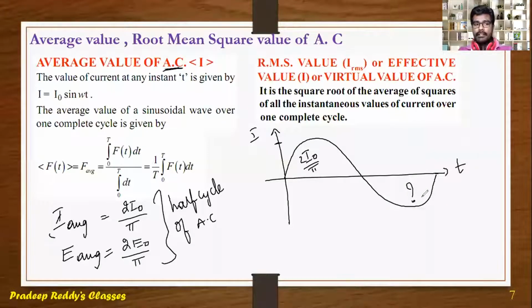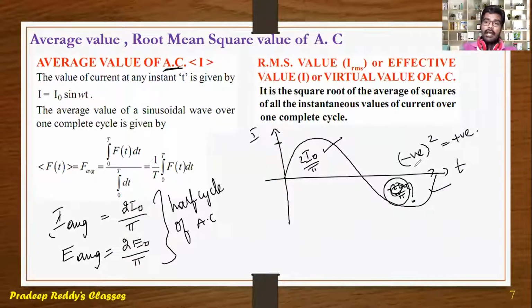But we are not calculating this in the average, because if you take this into consideration, the net value becomes 0. So in order to avoid that, we would get minus 2 I naught divided by pi if taking only negative. What is negative whole square? This becomes positive, right? Therefore, whatever function we get, we will square it, and find the average of that square term, which gives you a root mean square value, usually IRMS.